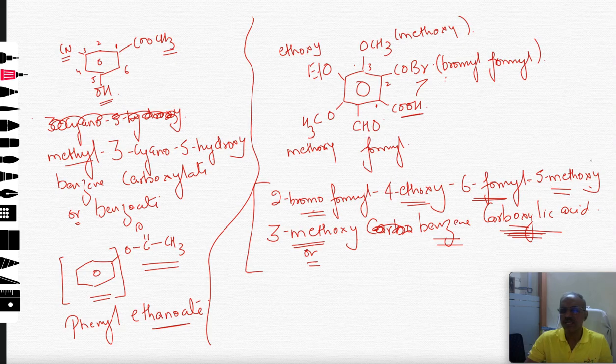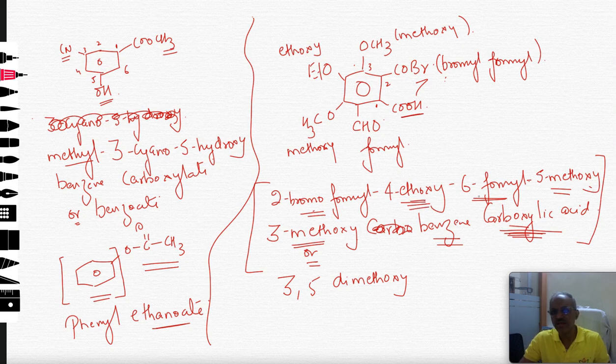Just make one change. It was a small mistake on my part. Everything remains the same, 2 bromoformyl. But 5 methoxy, 3 methoxy makes it very awkward. Rather than that, you write 3 5 dimethoxy. Just make a change, please. Sorry for that. 2 bromoformyl, 4 ethoxy, 6 formyl, 3 5 dimethoxy benzene carboxylic acid. This is the final answer.